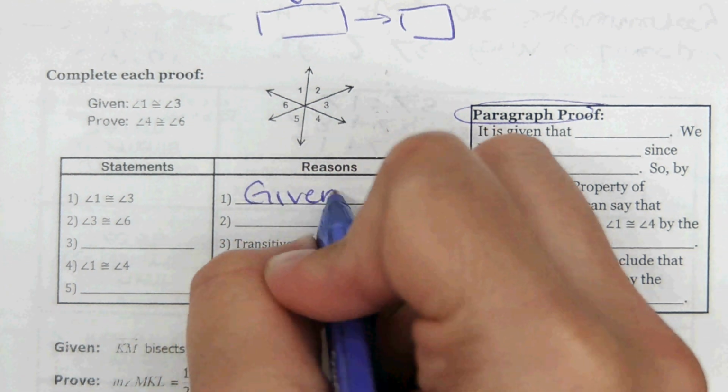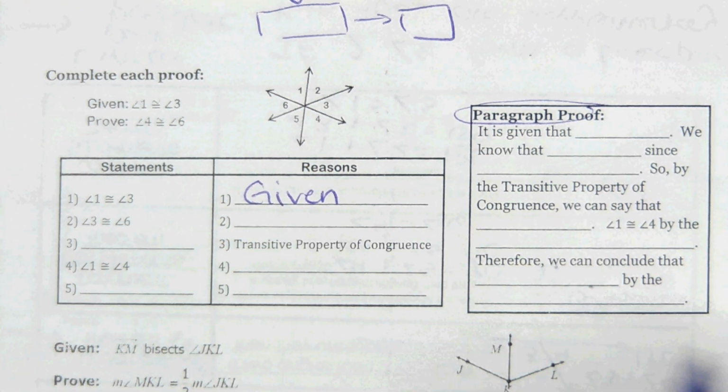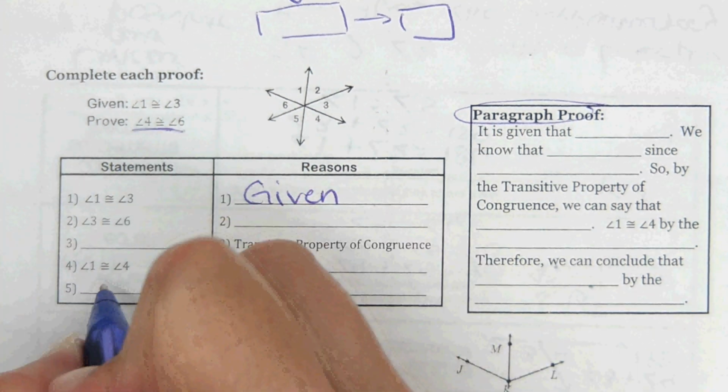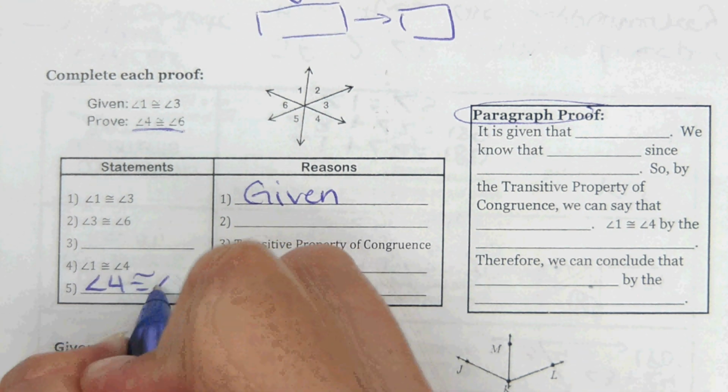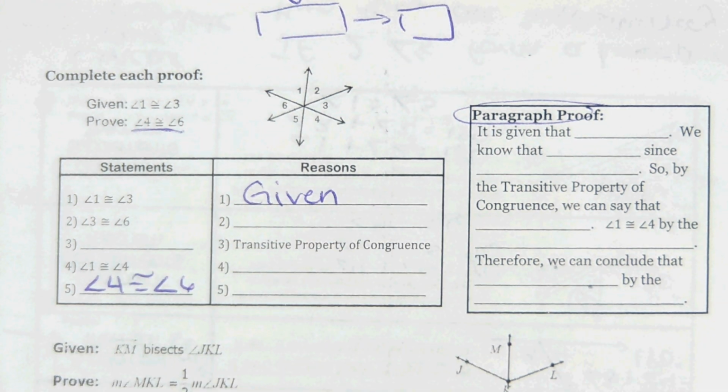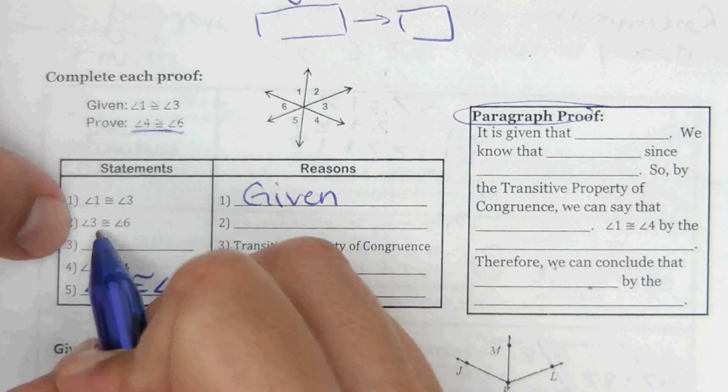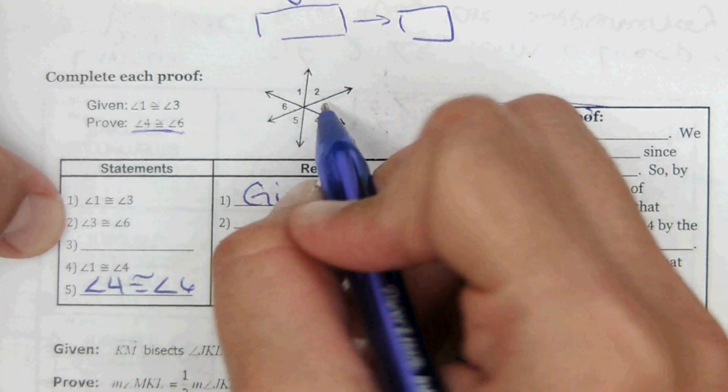Okay, so given that angle 1 is congruent to angle 3, the first thing I would do on these, honestly, is plug in my given, because I can easily get that right. And then the proof statement, I'm going to put that in that last box, because that's where that's going to go, and I can get that right as well. Just like maximizing the points.